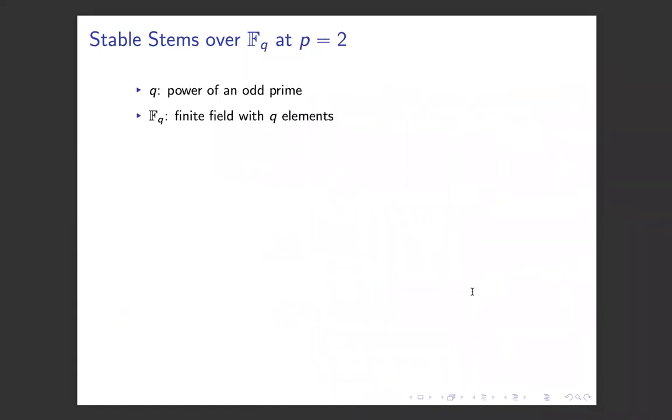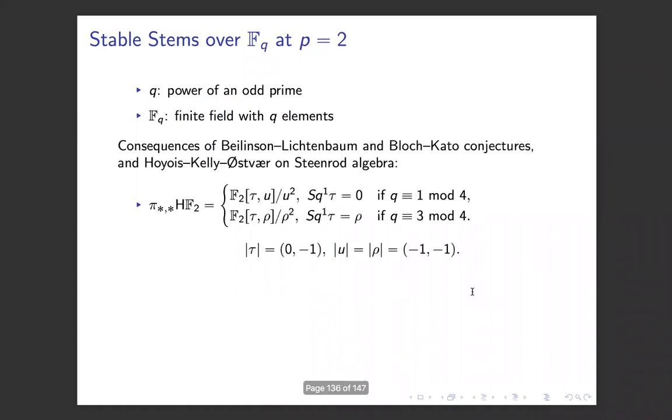So in the end, I want to say something about finite fields. So this is finite fields at all primes, and the computation will be at 2. As a consequence of the Beilinson-Lichtenbaum and Bloch-Kato conjectures, and the work of Hopkins-Morel-Hoyois on Steenrod algebras, we know the homology of a point, and also the Steenrod algebra action.